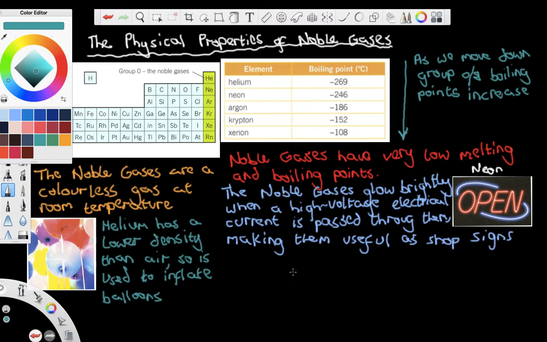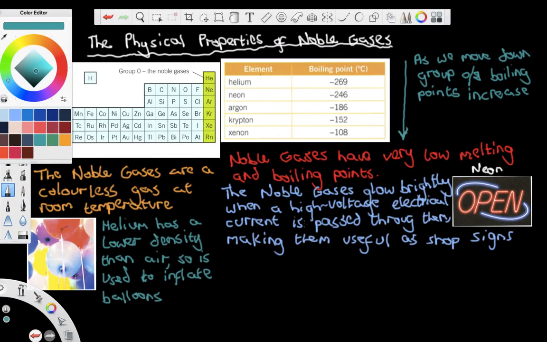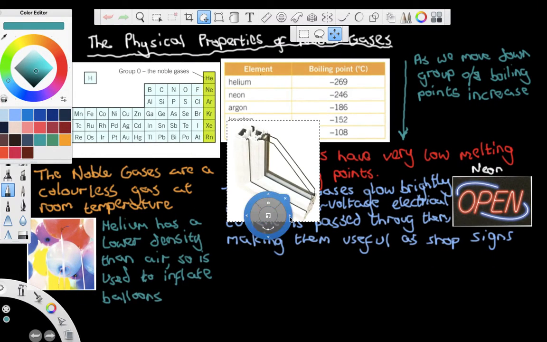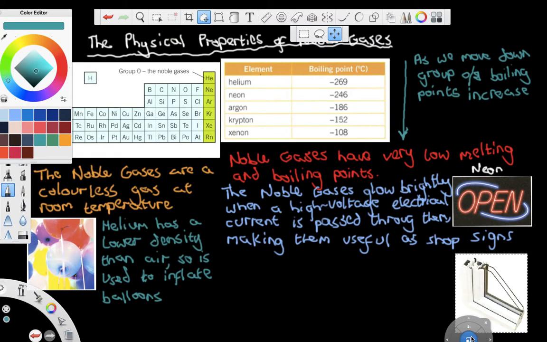Finally, argon, which is another group 0 element. Argon is a better insulator than air. So we put argon between double glazed windows, the gap between the double glazed windows.